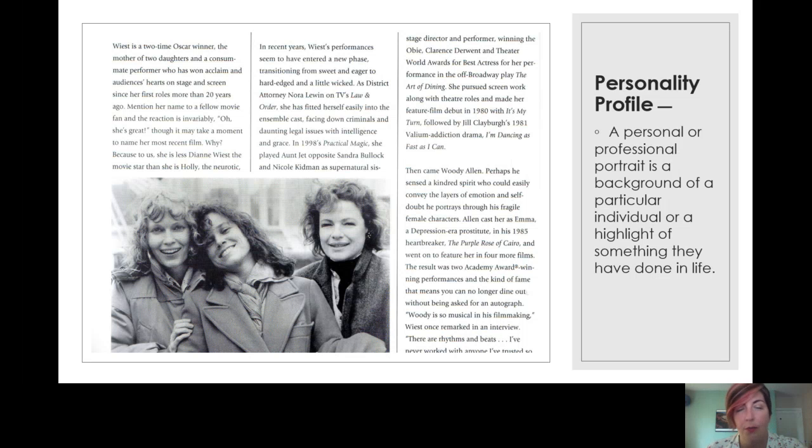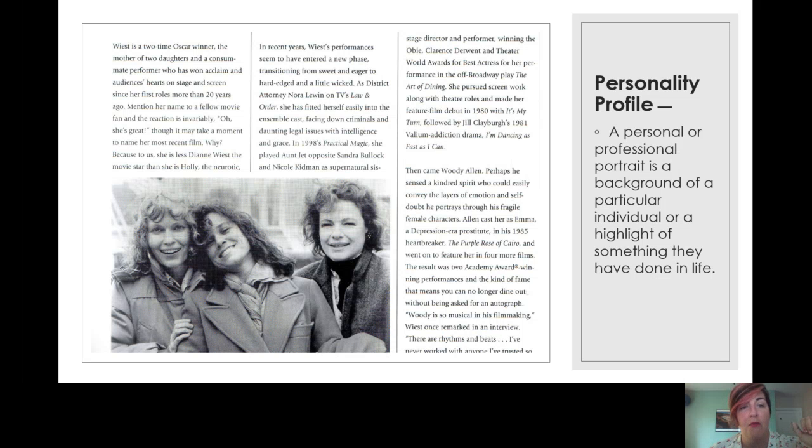Personality profiles. They're pretty obvious, I think. So it's a personal or professional profile. When we say personal, it could just be somebody from the neighborhood, some interesting person. Or a professional, so any kind, it could be about a lawyer, an actor, a doctor, a portrait, which is like a background of their individual life. It could highlight their whole life or just specific things. It may have been some great achievement or just how they've gone through life.